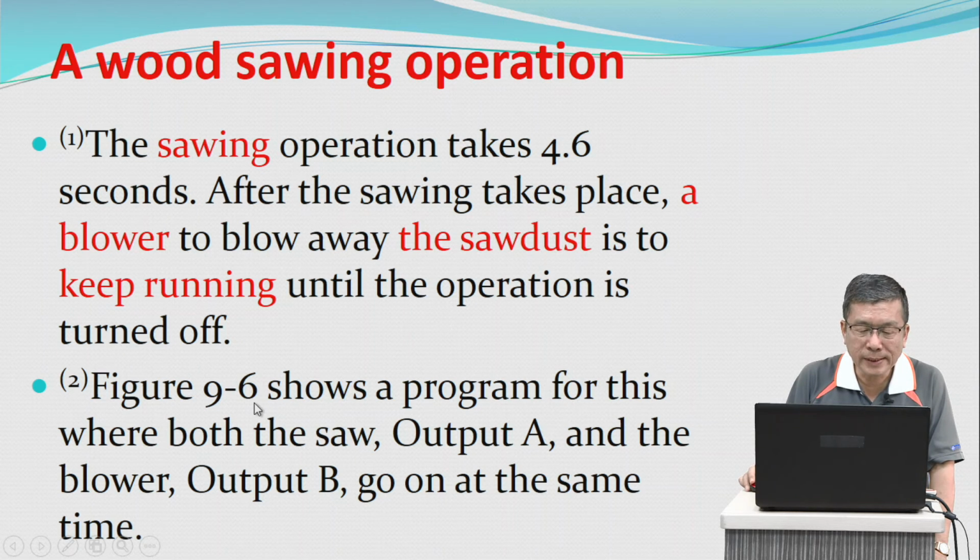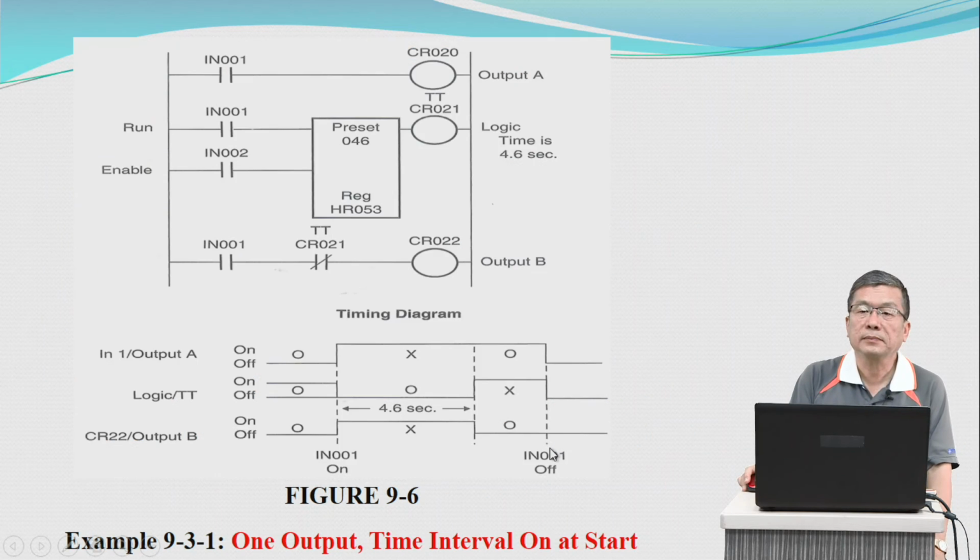Figure 9.6 shows a program for this where both the saw output A and the blower output B go on at the same time. This picture shows the program and the timing diagram for the wood sawing operation.